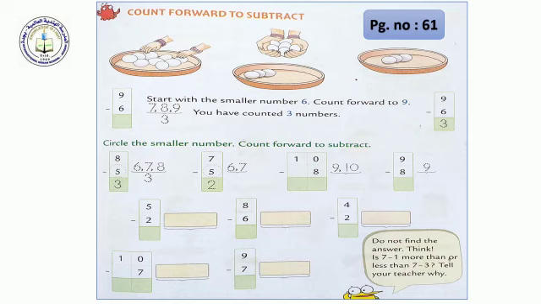Let's start the exercises. The first 2 are done for you. You just have to trace over it. In the first sum, 8 minus 5, 5 is circled. So, count after 5: 6, 7, 8. We counted 3 numbers. So, 8 minus 5 is equal to 3. Trace the numbers 6, 7, 8 and write the answer 3.